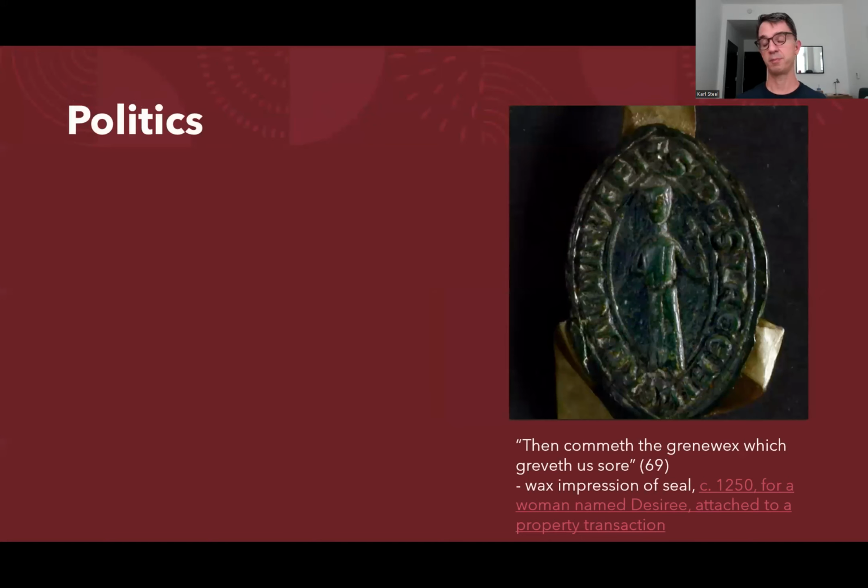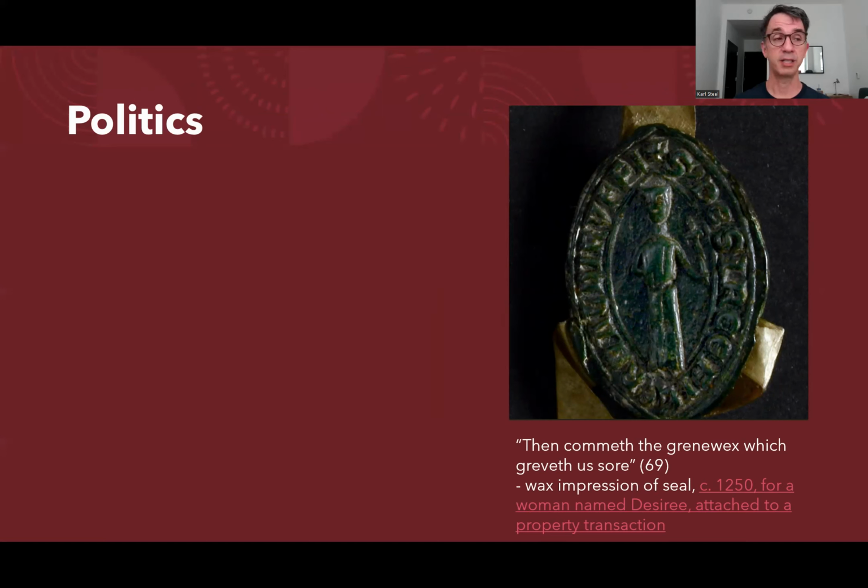So, the politics of this poem. This is a poem about a farmer who is beset by various people who outrank him socially, who are demanding a portion of his harvest, 10%, 15%. By the time you get to the end of this, you wonder whether he has anything left at all to feed himself or his family.